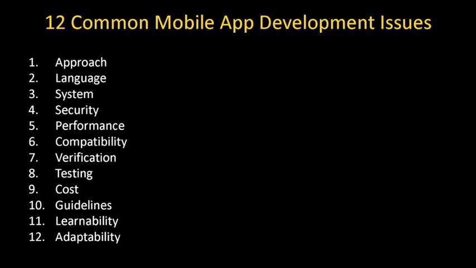So based on the research, the 12 common mobile app development issues that kept on reoccurring were approaches, languages, the operating system, the security issues, performance issues, compatibility issues, verification, testing issues, cost, guidelines, learnability, and adaptability. Let's go into more detail.